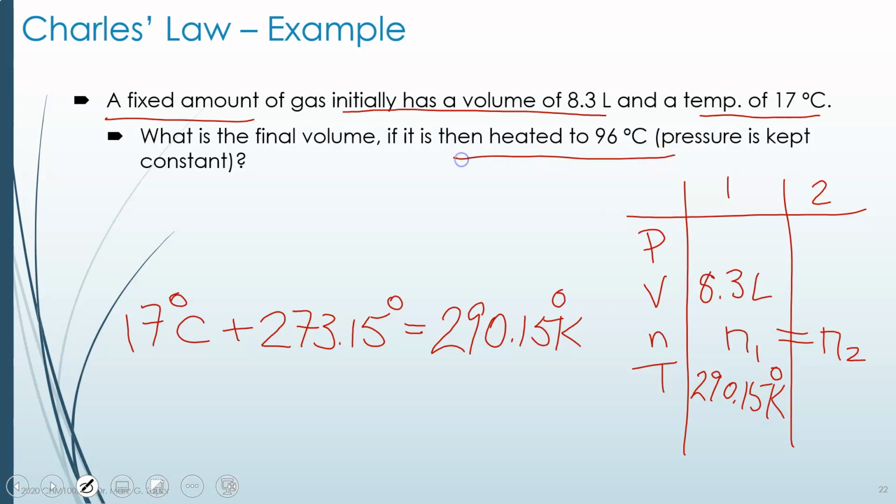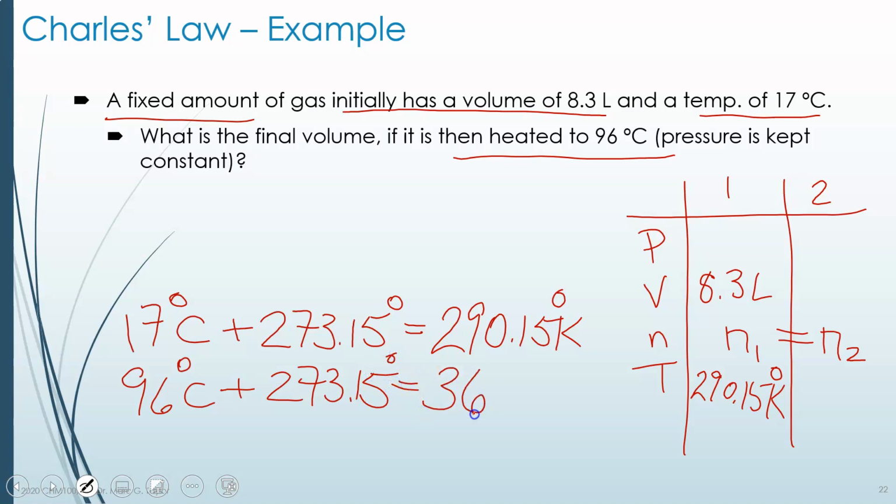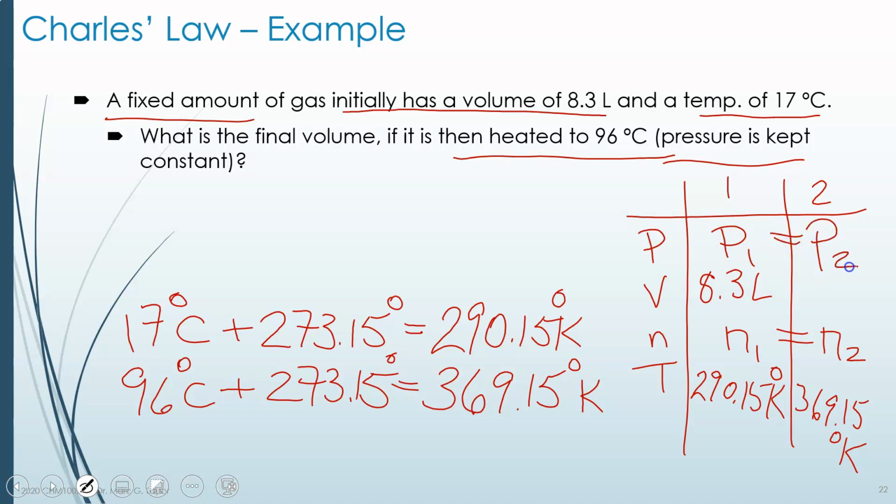And we have a final temperature. It's heated to a certain temperature, 96 degrees Celsius. And we do the same thing. We add that to 273.15. Use a calculator if you can't do this in your head. And you get 369.15 degrees Kelvin. And we can put that in our table, 369.15 degrees Kelvin. And then we also have that the pressure is kept constant. Okay, P1 equals P2. So we don't worry about those two things. So the only thing we need to know is the final volume, V2.